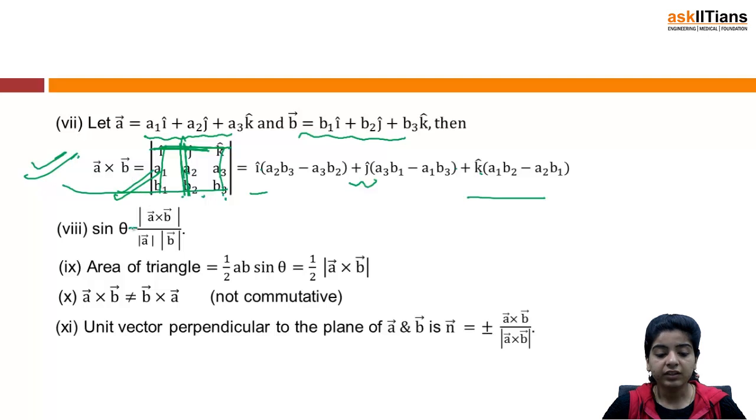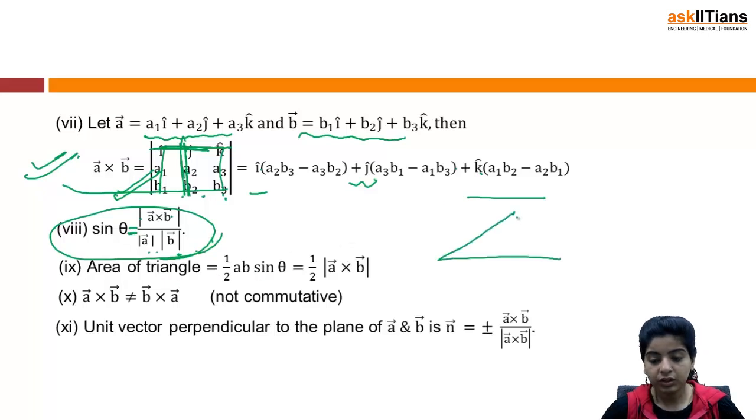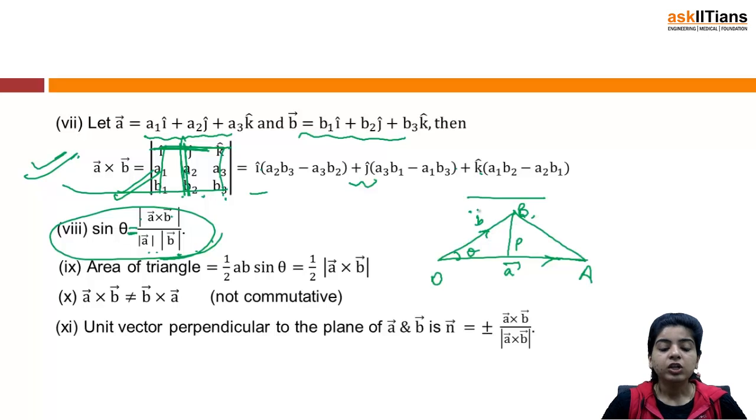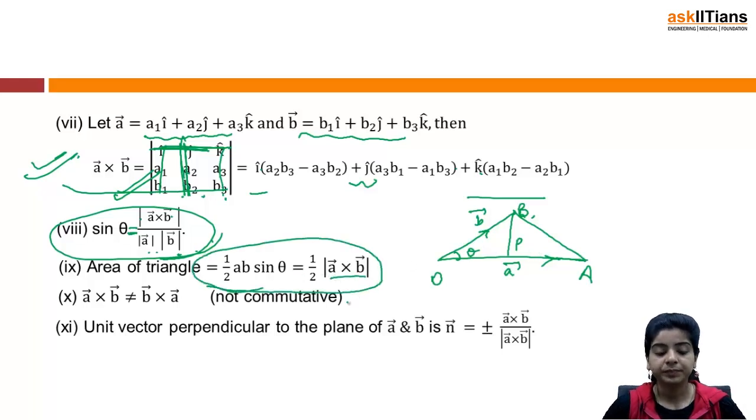And next one is sin theta is magnitude of A cross B by magnitude of A, magnitude of B. So, this is the formula for sin theta. Then we have a formula for area of triangle, which says, in this we will require a diagram. You can take a figure of this form wherein I have this as O, this is A, this suppose is my A vector, P, theta, and this is B, and this is B vector. So, area of triangle would be given by half AB sin theta, which is half cross product of A and B. So, this is the value of area of triangle.